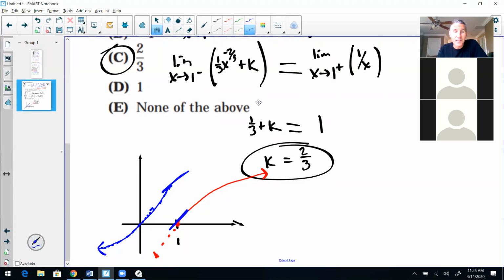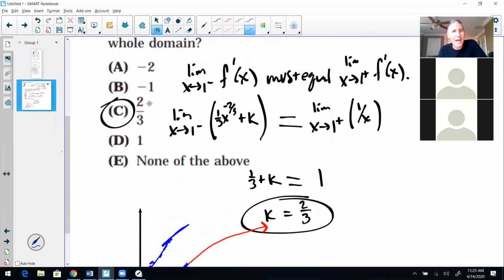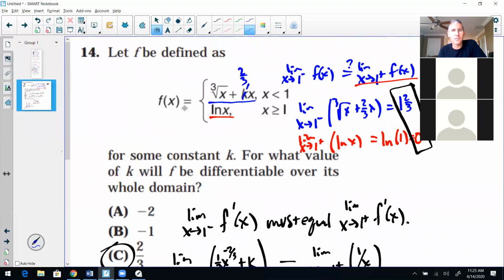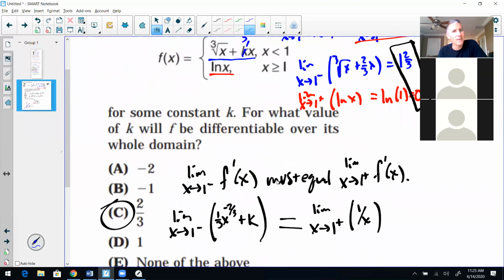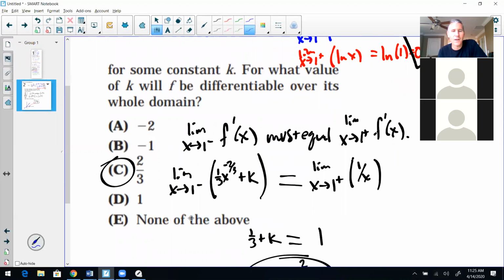So for this, it would be 2/3. However, at 2/3, the function is discontinuous. So where will it be differentiable? None. In fact, never. Okay, that's what we got going on. All right, what else do we have?